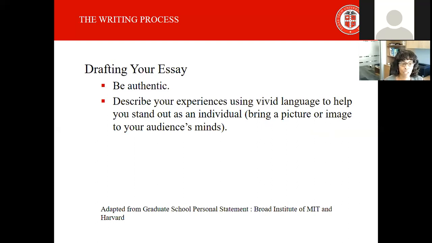More than anything, they just want you to be authentic in regard to the experiences that you have had. They want you to be you. They want to see who you are in a personal statement, okay? Describe your experiences using vivid language to help you stand out as an individual. Bring a picture or image to your audience's mind. So not only do you need to be authentic and true to your own experiences, but you also want to describe those experiences in an interesting way.